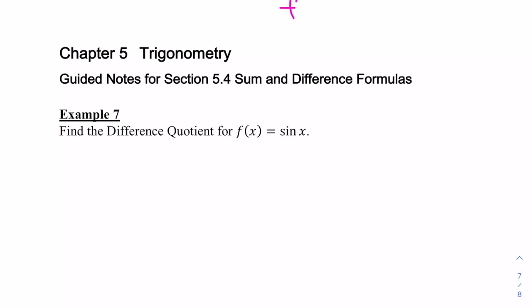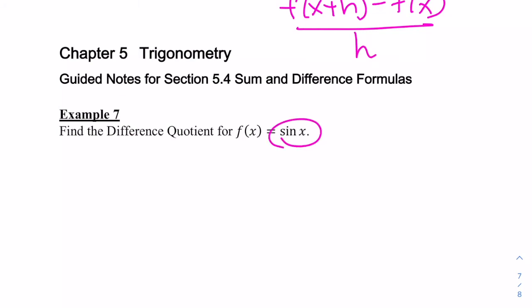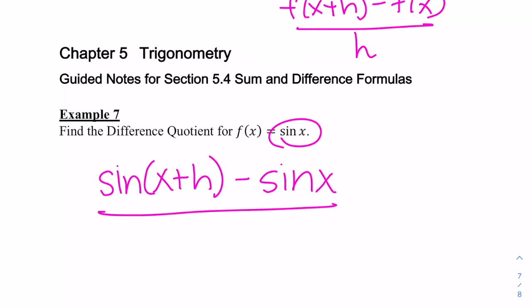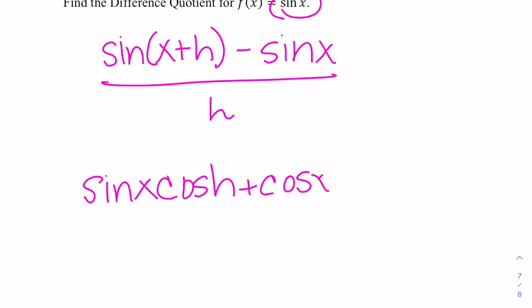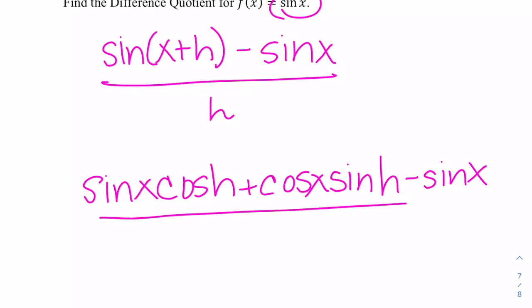So remember, the difference quotient was f of x plus h minus f of x over h. So we're using sine of x. We're going to write this as the sine of x plus h minus the original function sine of x, all over h. Now you can see we're going to use that sum formula. So we know sine of x plus h is going to be sine of x cosine of h plus cosine of x times sine of h, minus sine of x, over h.